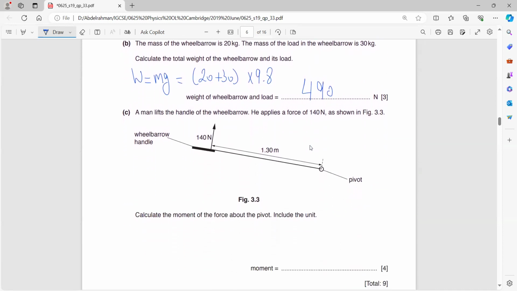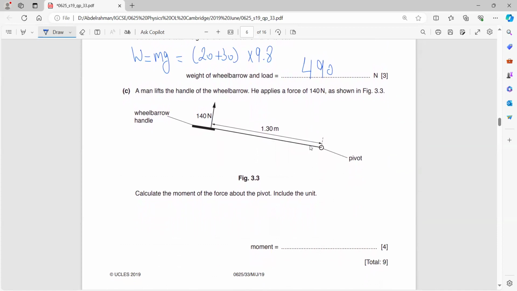Okay. Calculate the moment and include the unit. What's the moment? Moment equals force multiplied by perpendicular distance. The force here was 140 newtons and the perpendicular distance is very easy: 1.3, or 1.30. What's the total moment? 180. And what's the unit? Newton meter.